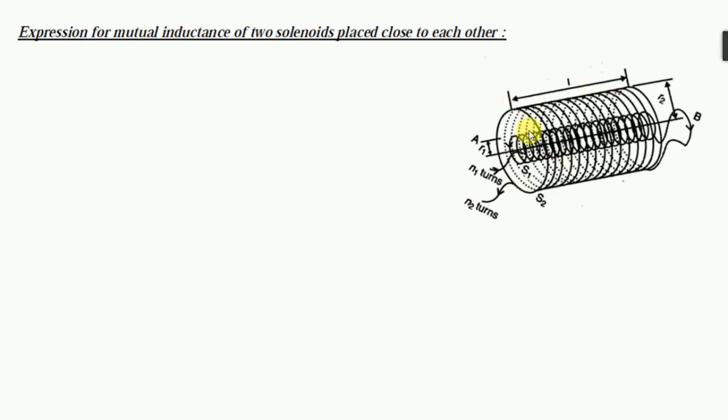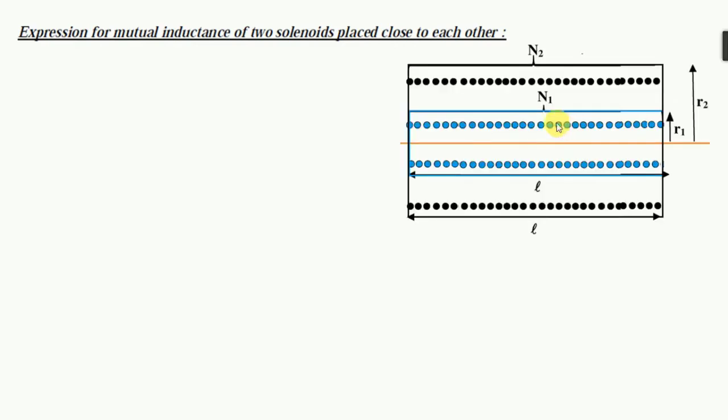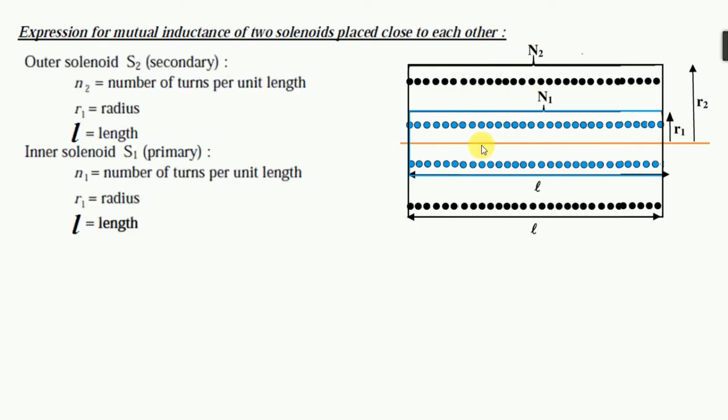So this diagram is a little complicated, so we'll draw a simple one. You can see L is the length, R1 R2 radius, N2 N1 number of turns. So small n2 is the number of turns per unit length of the outer solenoid, and n1 is the number of turns per unit length of the inner solenoid. Now we are sending the current through the outer solenoid and producing the magnetic field inside the small solenoid. That means when we send the current through the larger solenoid, the flux through the inner solenoid will change.